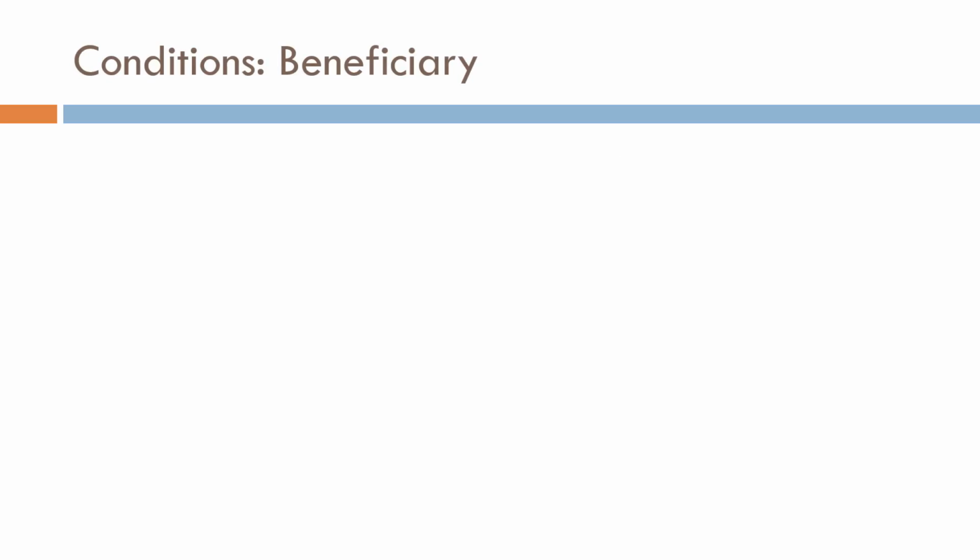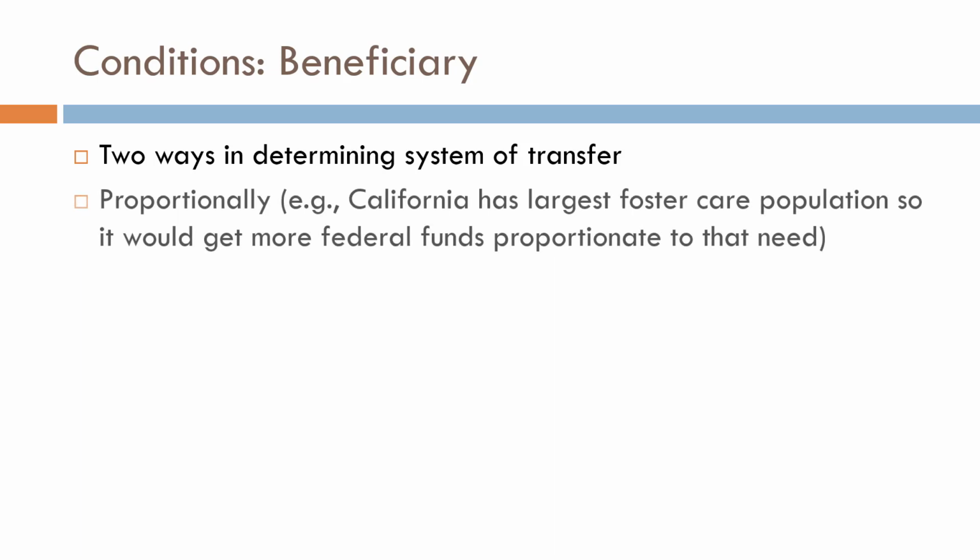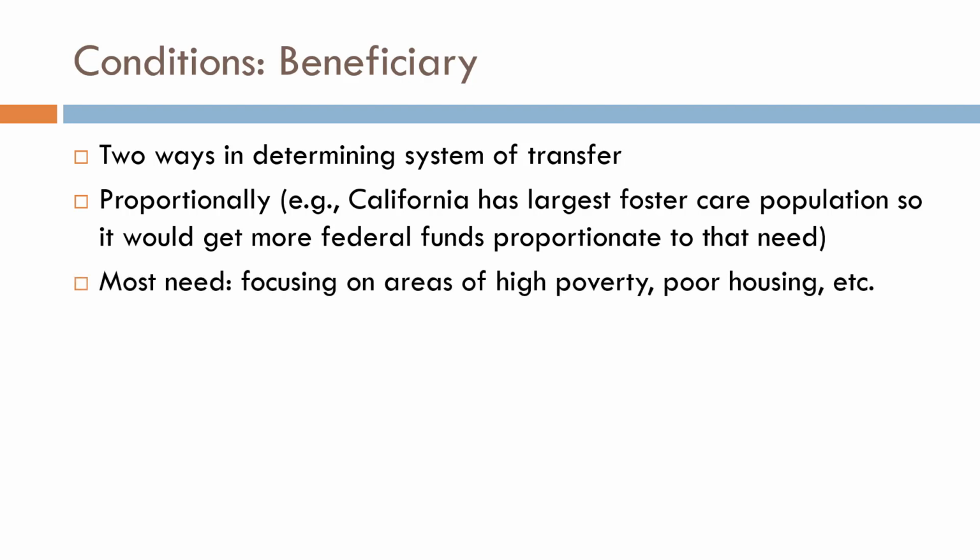Okay, beneficiary conditions. There are two ways of determining the system of transfer when it comes to the states and localities receiving funds. One is proportionally. So for example, California has the largest foster care population in the nation, so California would get more federal funds proportionate to that need than, say, another state that has the lowest foster care population. Or they could be based on the most need. So funds could focus on areas of high poverty, poor housing, etc.